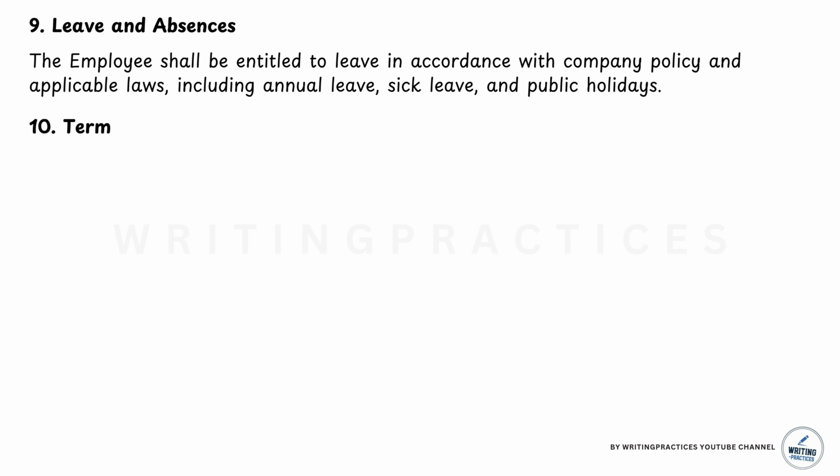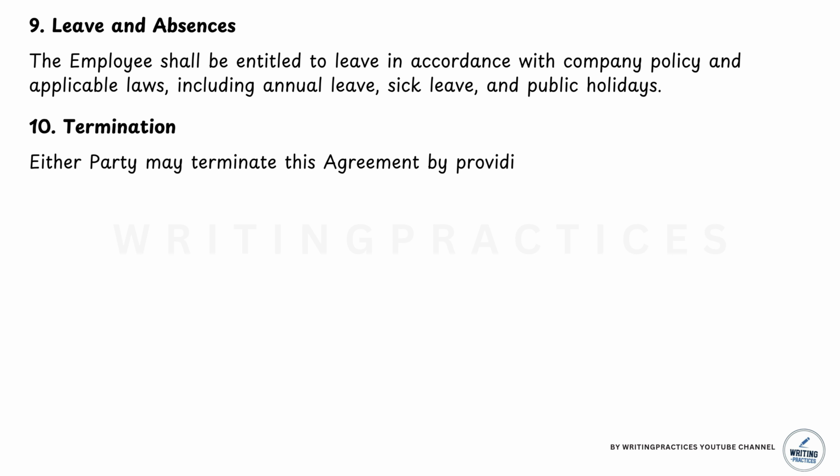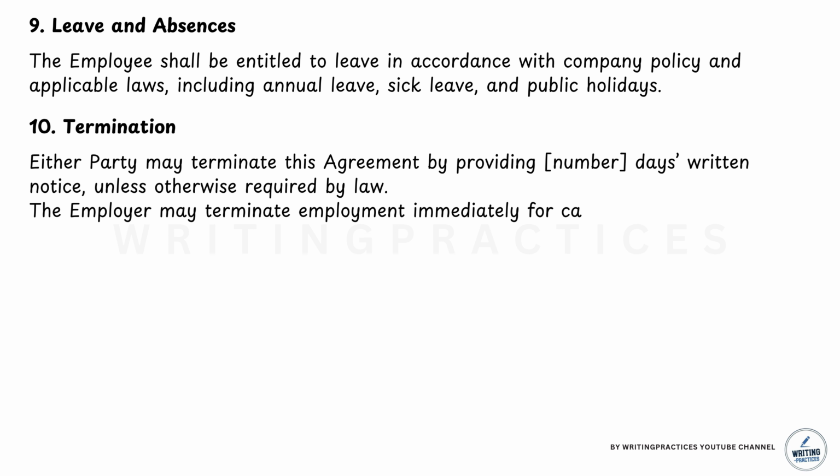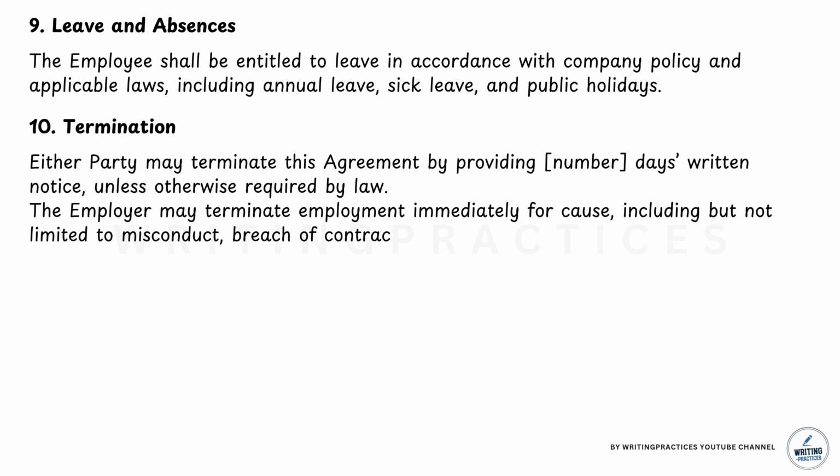Point number 10. Termination. Either party may terminate this agreement by providing number days written notice, unless otherwise required by law. The employer may terminate employment immediately for cause, including but not limited to misconduct, breach of contract, or violation of company policies. This section explains how the employment can end. You need to include notice periods and conditions for immediate termination. This is important because it provides clarity. Legally, it protects both parties from unfair dismissal.